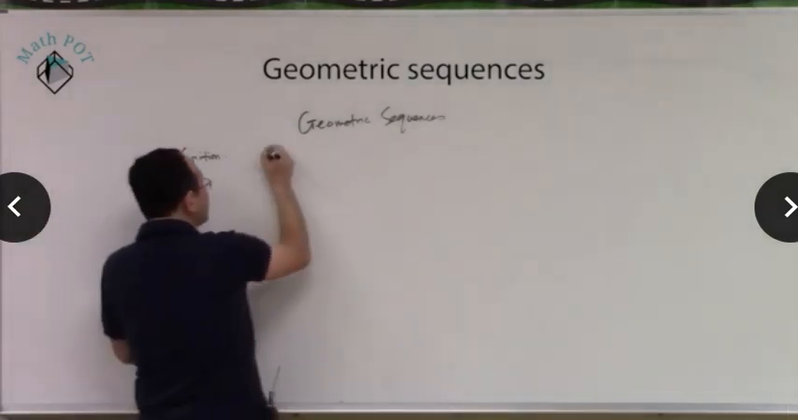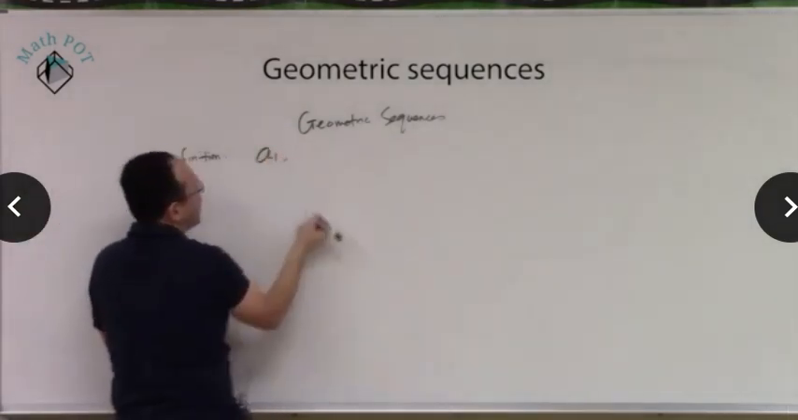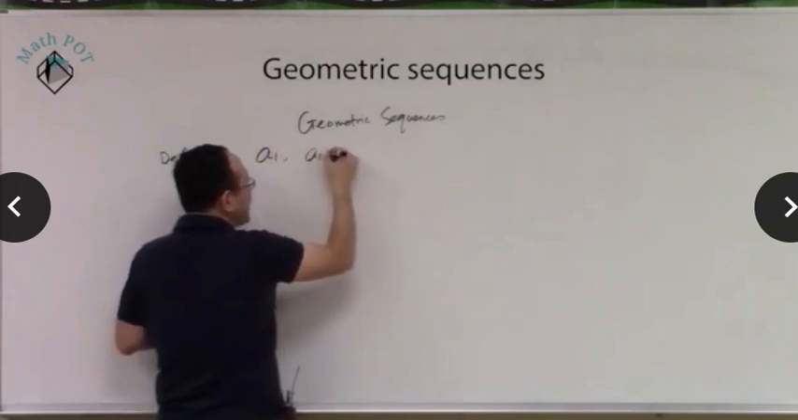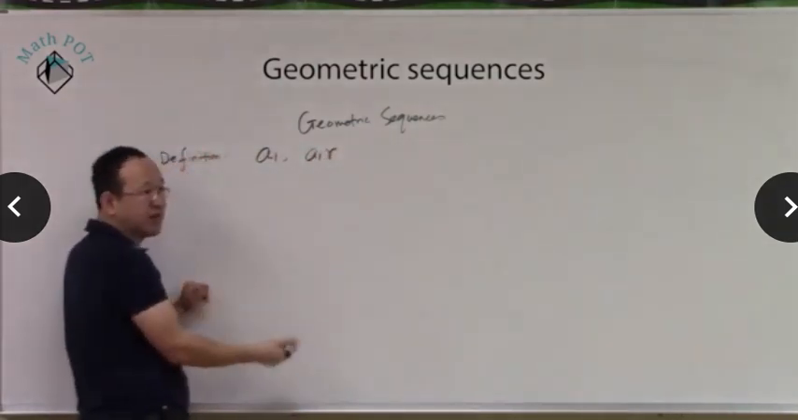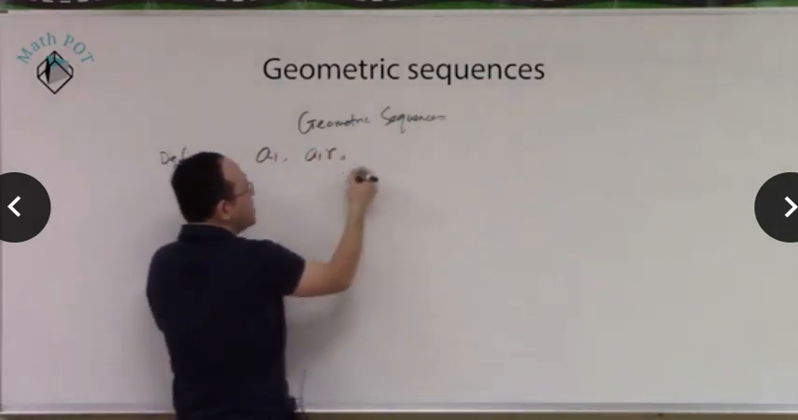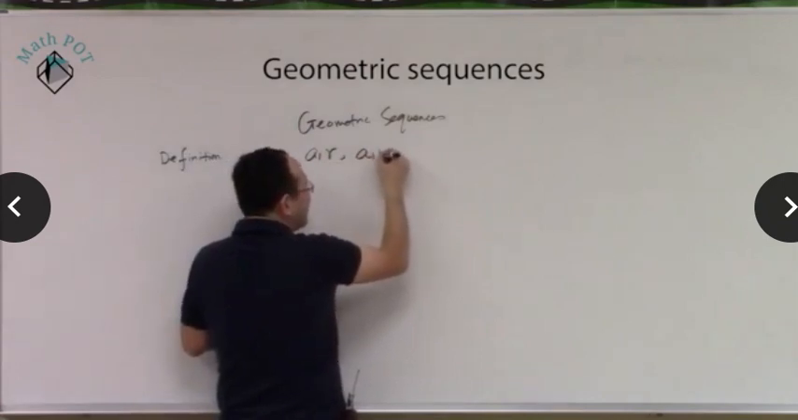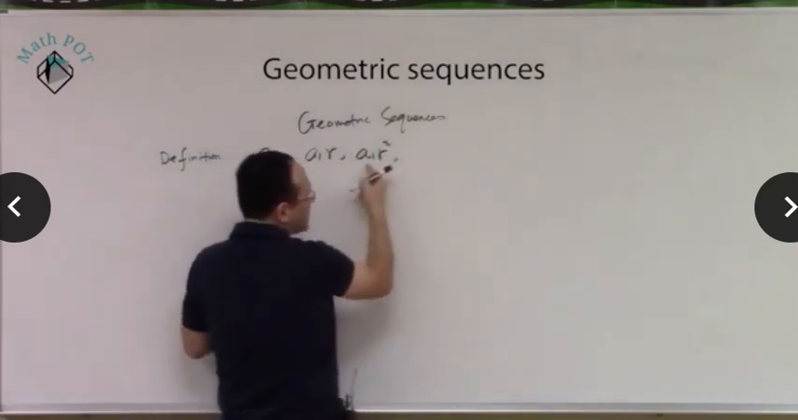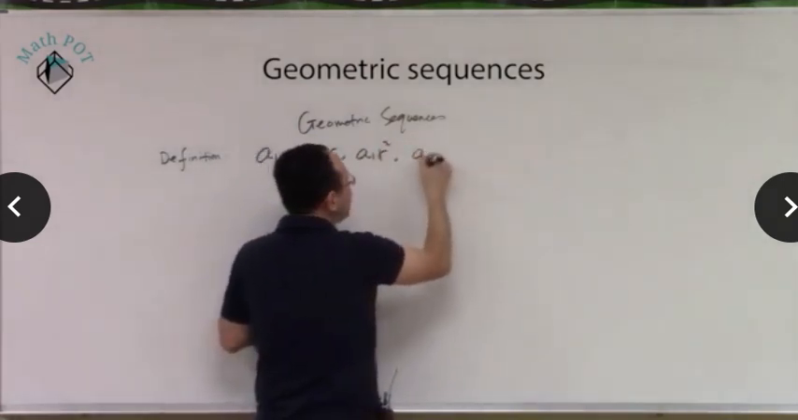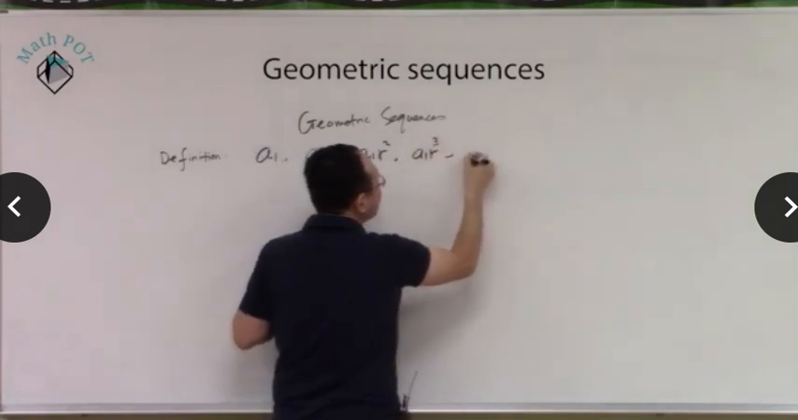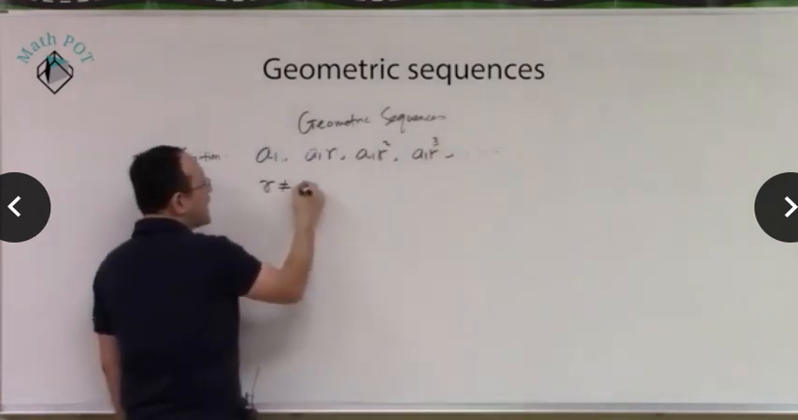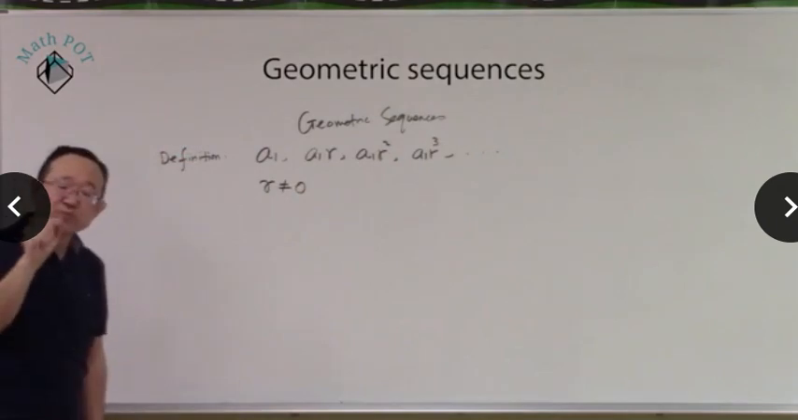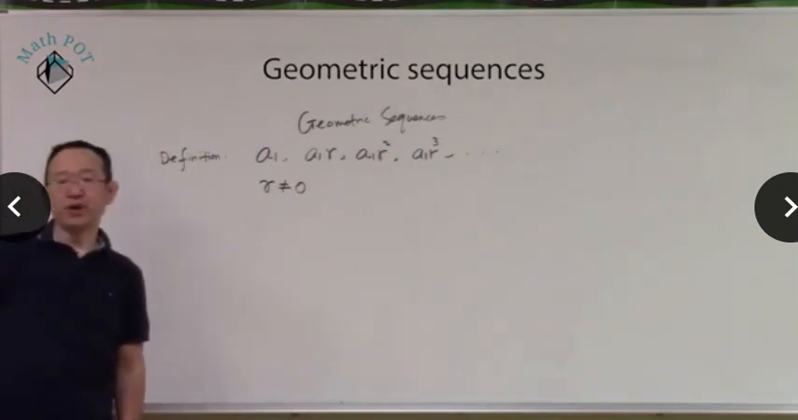So for example, let's say the first term is a1. Let's assume multiplying by a number gives us the next one. From here, multiply by r again, and that gives us the next one. And from here, multiply by r again, that gives us the next one, and they continue. Always remember r cannot be equal to 0. You cannot multiply by 0 to get the next one.